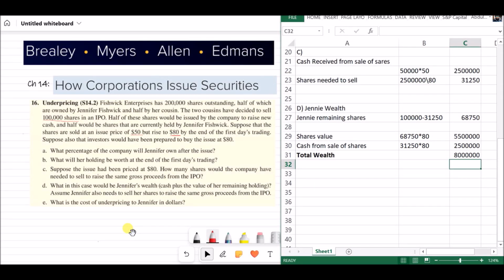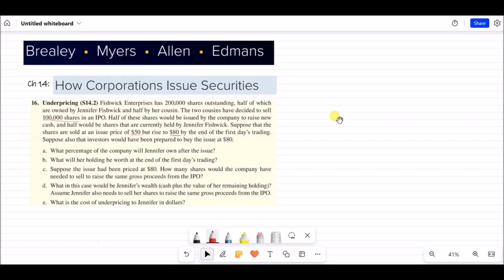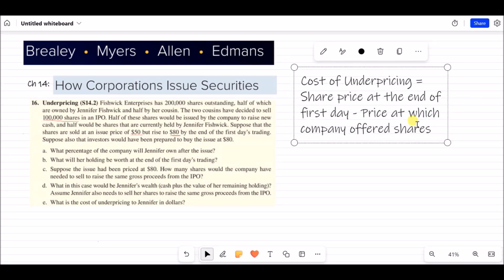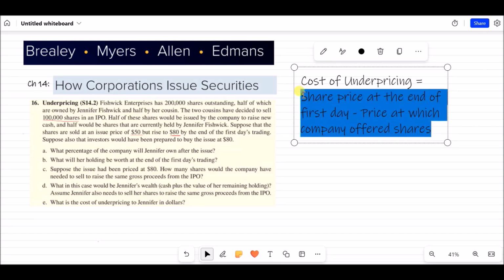Now, what is the cost of underpricing to Jennifer in dollars? So to calculate the cost of underpricing, we need a small formula. Actually, the cost of underpricing is, if we want to write it, share price at the end of first day minus price at which company offered shares. So this will give us underpricing for one share.